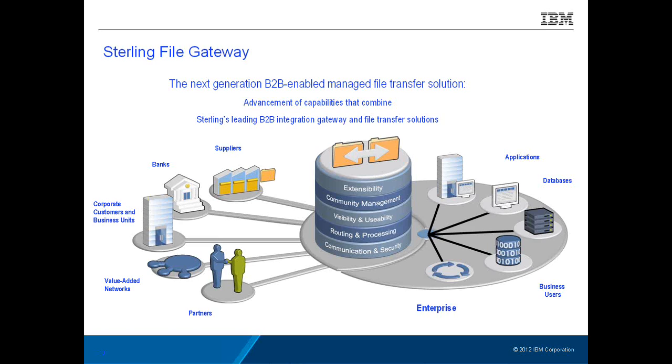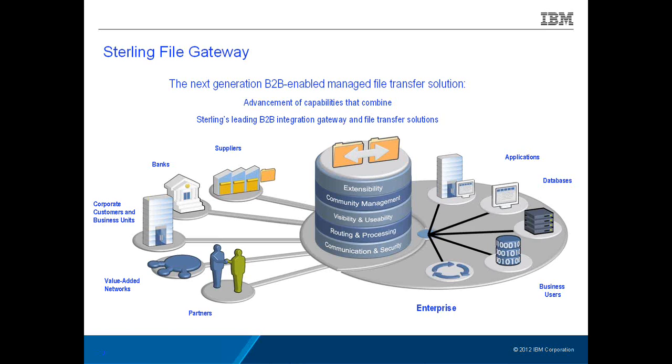And the extensibility part is, how do I extend my existing file transfer infrastructure to integrate with various backend applications, with my ERP applications? It could be CRM applications. It could be a simple database. It could be other web applications. How do I integrate with that application so that I can have a seamless information flow from the supplier or from the partner to the respective applications?